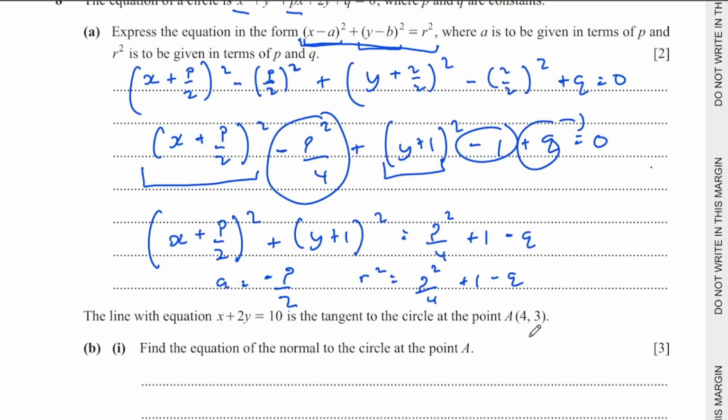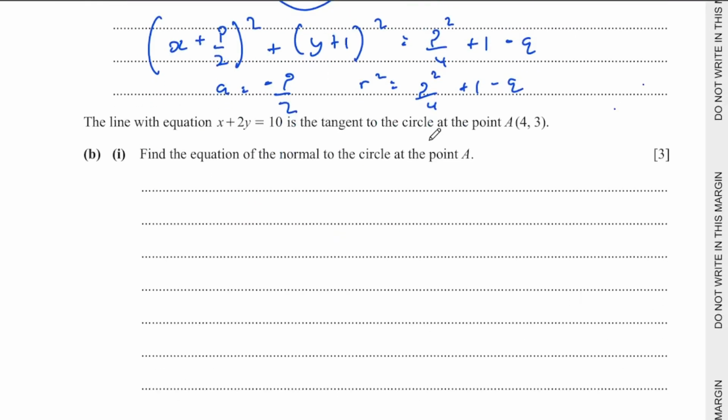Yeah, and then the line with the equation x plus 2y equals 10 is a tangent to the circle at the point 4, 3. Find the equation of the normal to the circle at point A. So what they're telling us here is that we have a circle and we have a point A which is 4, 3, and we are told that this line right here, which is x plus 2y equals 10, is the tangent at that point, and we just need to find the normal of the circle at that point. So the normal goes from the center, because the normal to the tangent is at the center. So we're going something like this, and we're told to find the equation of this line right here.